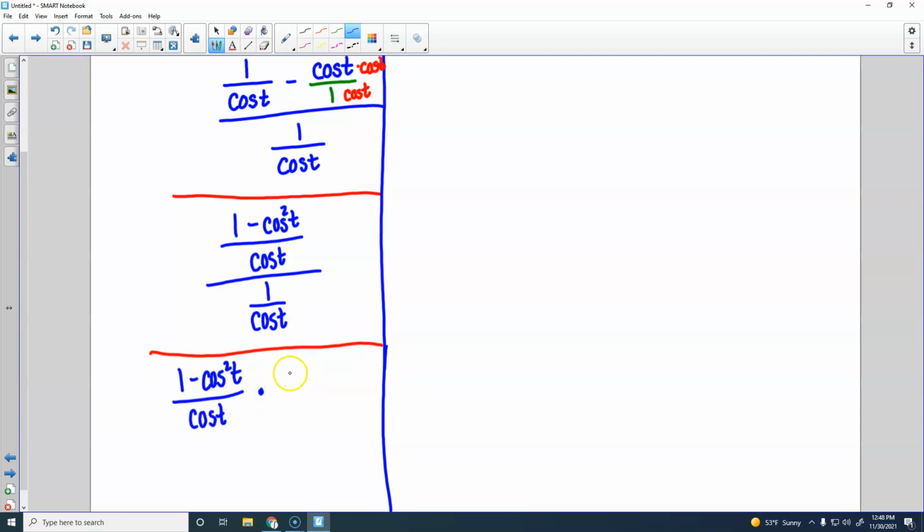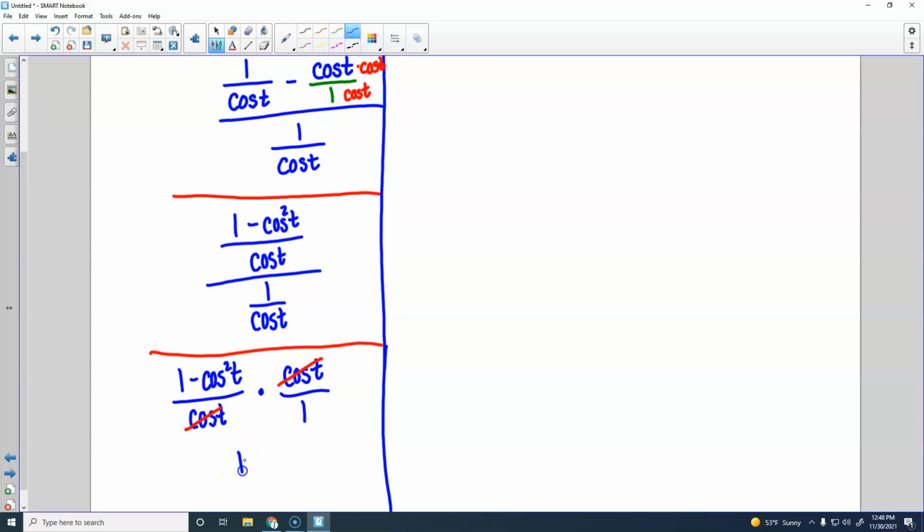times cosine t over 1. I see a cosine on top and bottom here. Can these two right here cancel? Yes, because see what's separating them? Multiplication, right? You can't cancel with this cosine t because it's separated by a minus sign from that 1. But here we're multiplying, so it's fine to cancel that.